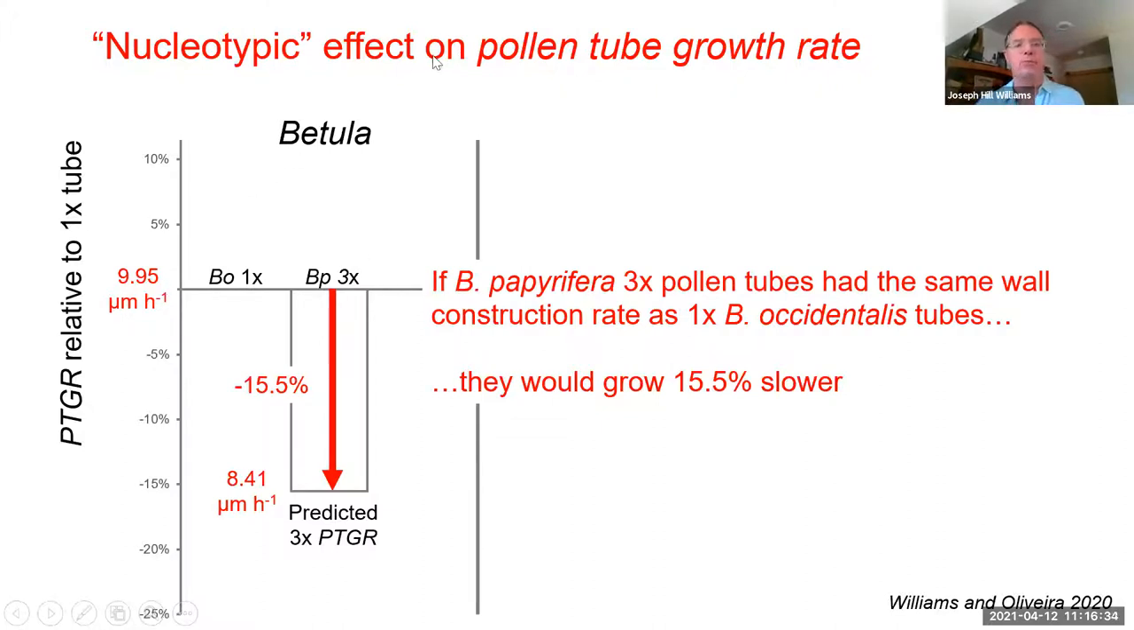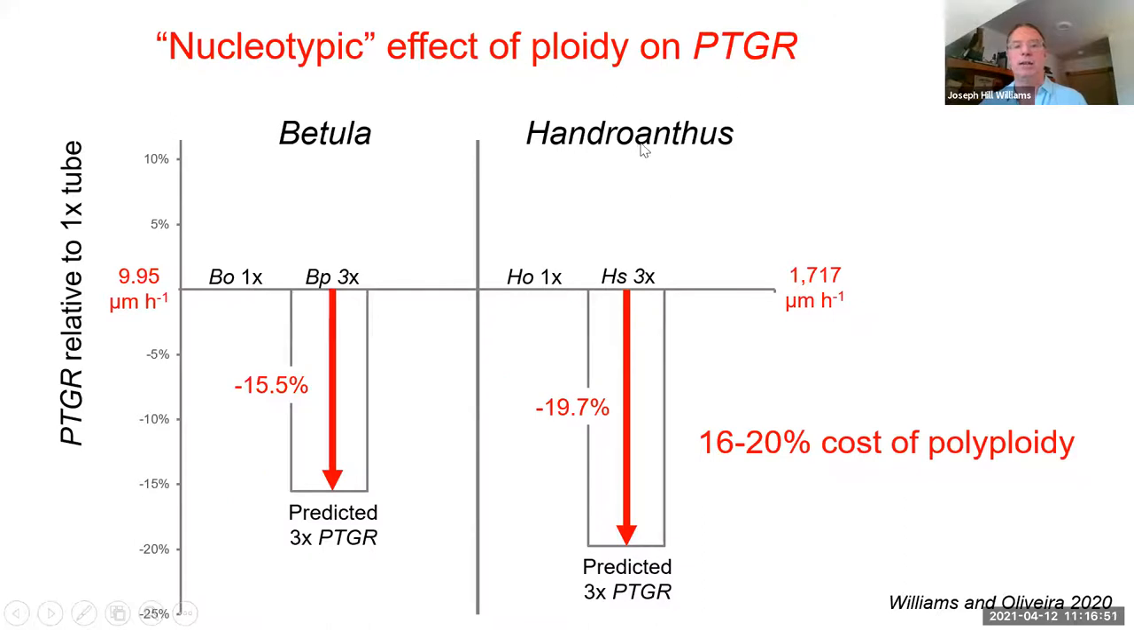So the nucleotypic effect on pollen tube growth rate of Betula papyrifera pollen tubes, they should be 15.5% slower than the diploid relative. That makes sense. And then we had the same thing in Handuranthus. They should be about 20% slower than their diploid relative.